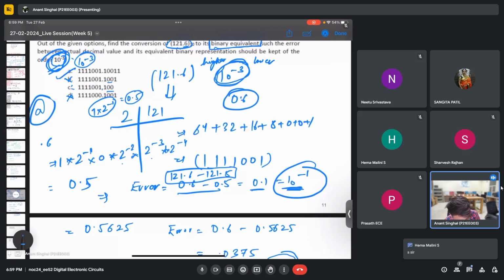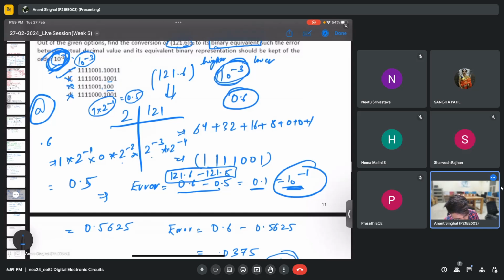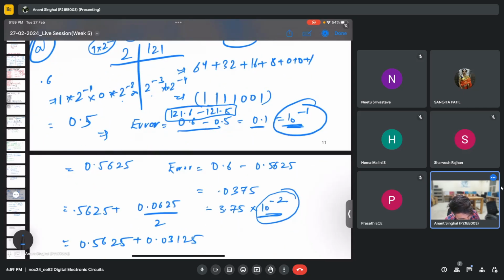So that is why I went to more options, so that the error should be in the order of 10 raised to power minus 3, which is given in the question. So even if I add one more one, that is option B, it was coming out to be 0.0375. I can write this as 3.75 times 10 raised to power minus 2. So still the error was on the higher side, that is 10 raised to power minus 2.